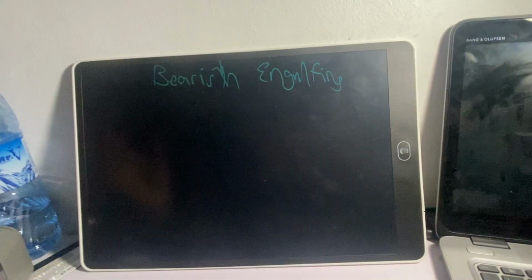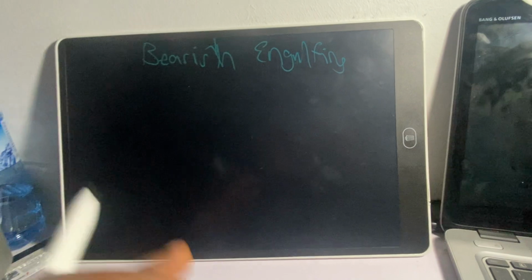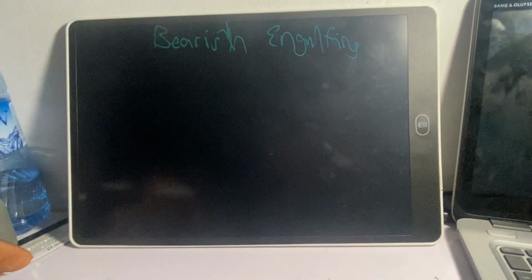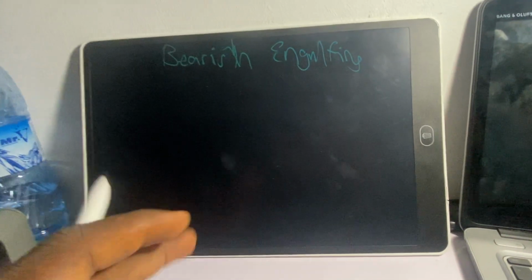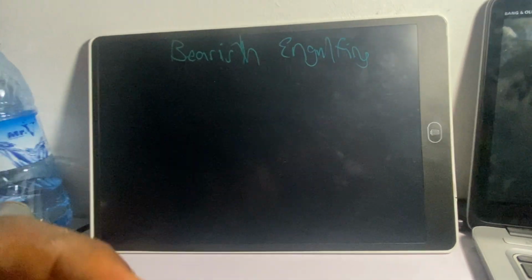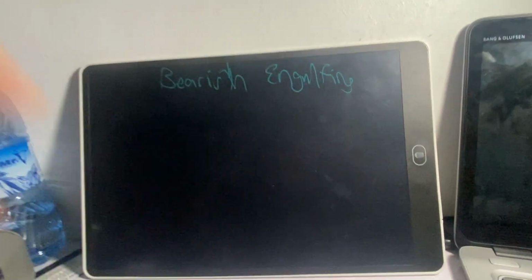Now let's move to the bearish example of it, the bearish engulfing. Obviously this is the direct opposite of the bullish engulfing. It also involves two candles. One must swallow the other. The first one is a smaller candle and the second one will swallow the previous one.